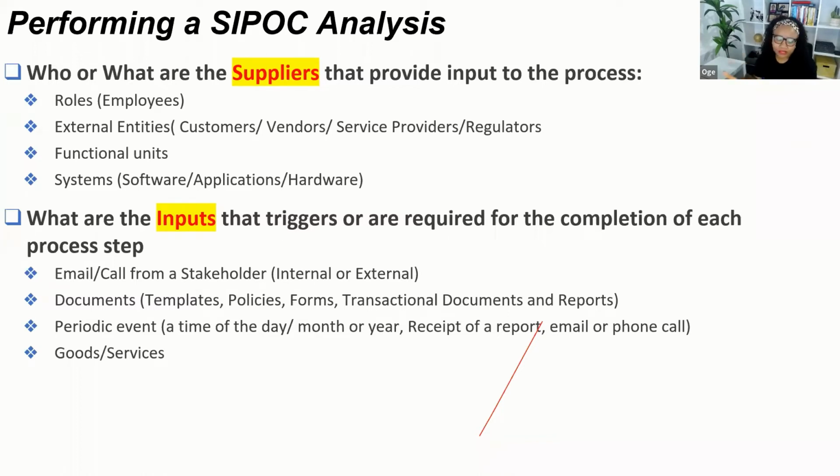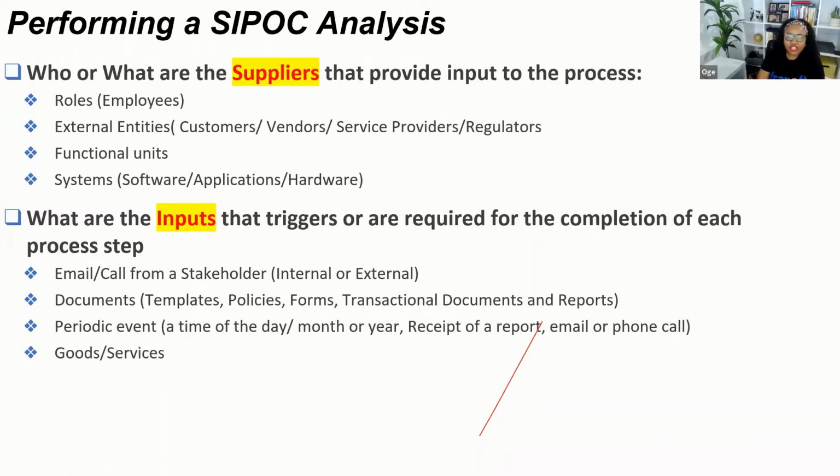It could be a document, a template, a policy, a process document, forms. It could be transactional documents like invoices, receipts, goods delivery notes, a claims form, a policy document. I'm trying to mention as many transactional documents as I know. It could be a report.